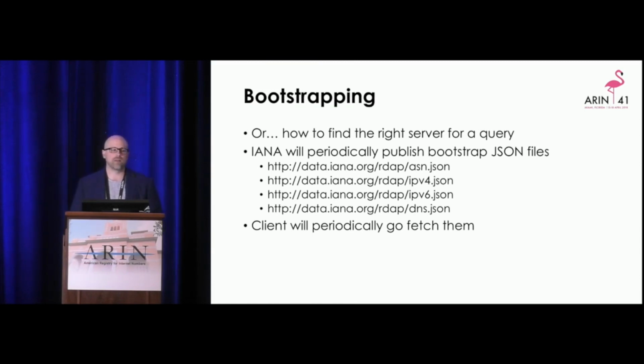The other thing that RDAP gives you is bootstrapping. So this is how you find the server that you need to query. And in RDAP, the way the IETF specified this was they said the IANA should produce some JSON files that clients would go and get periodically and parse. So the IANA has these files. They're listed here. There's two for IP addresses, one for autonomous system numbers, and then one for domain names.